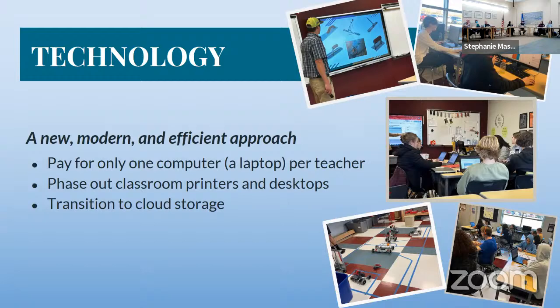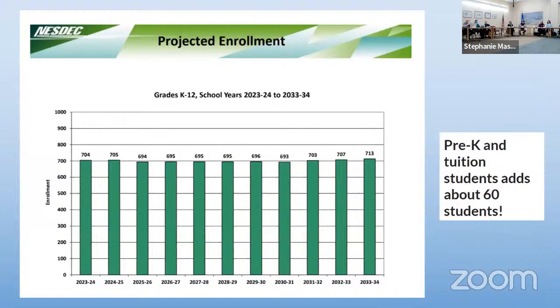Okay, so let's go to the next slide, please. Just to point out, we're not declining. We have NASDAQ do this enrollment study for us each year, and we're relatively stable. The first column is the current year. These numbers do not include our pre-K students or any tuition kids from out of town. So if you add about 60 kids total to these numbers, that's about where our enrollment would be and what it's projected to be over the next 10 years. So if anybody's wondering, is our enrollment declining? No. Okay, next slide, please.